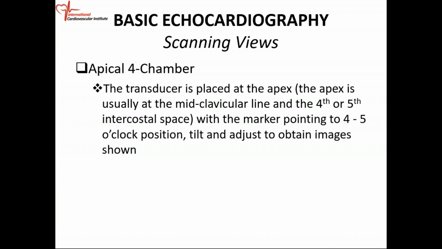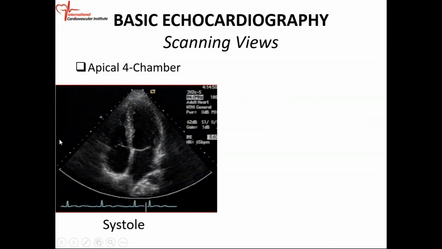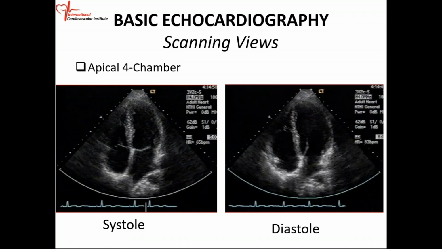So in your mind's eye, you need to know what image to get. From that apical position, this is the image you're supposed to get. The heart should be standing straight up. So this is your transducer right there. The heart should be very upright like this. You have to know the structures that make up the apical four-chamber view.